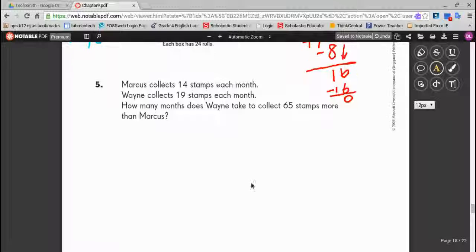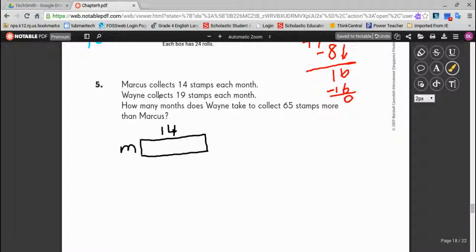Okay, let's do number 5. Marcus collects 14 stamps each month. Okay, so let's draw our first bar model for Marcus. He collects 14 stamps. I'll put the number 14 on top for Marcus. M for Marcus each month. Wayne collects 19 stamps each month. Alright, so here's Wayne. And he collects a little more, 19. I put a W for Wayne, 19 stamps each month.